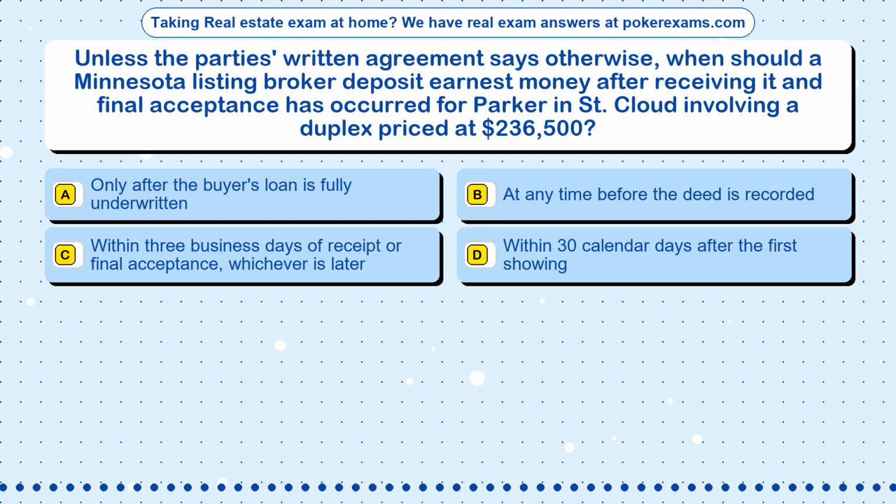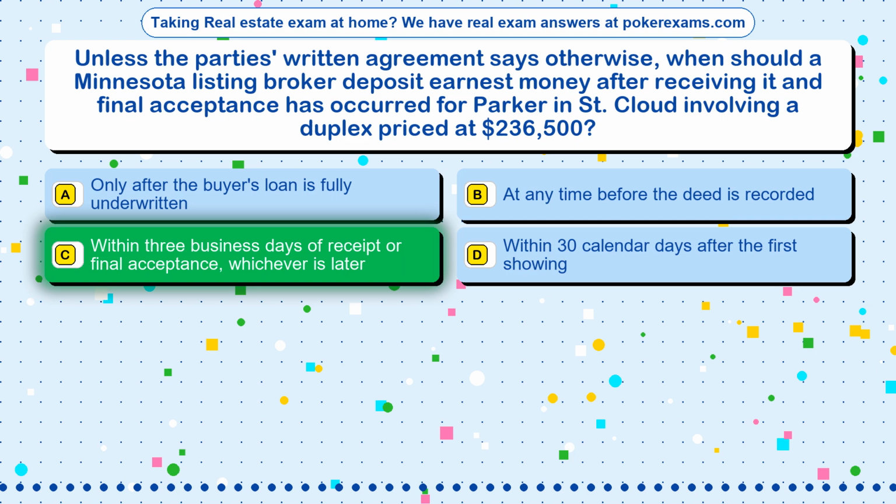Question 55. Unless the parties' written agreement says otherwise, when should a Minnesota listing broker deposit earnest money after receiving it and final acceptance has occurred for Parker and St. Cloud involving a duplex priced at $236,500? Option A. Only after the buyer's loan is fully underwritten. Option B. At any time before the deed is recorded. Option C. Within 3 business days of receipt or final acceptance, whichever is later. Option D. Within 30 calendar days after the first showing.